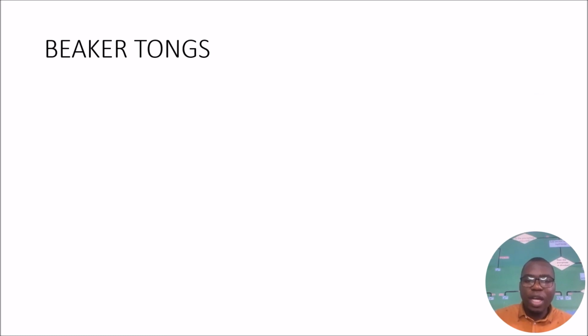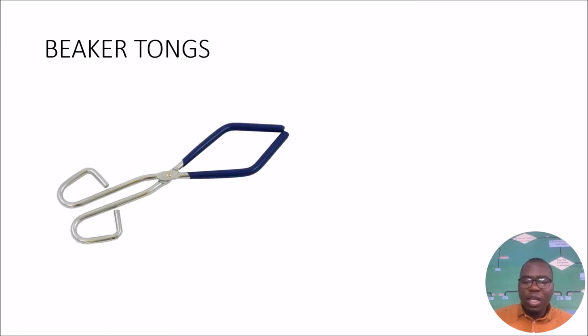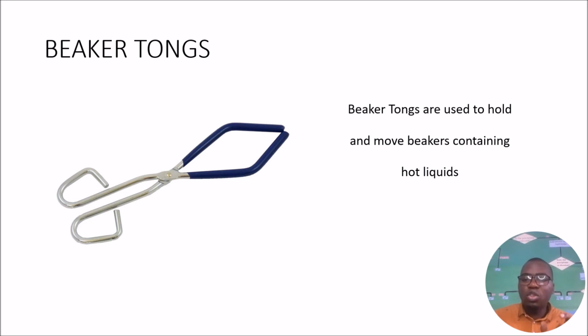Let's look at beaker tongs. Remember we've just said a beaker is used for heating. When you're heating a liquid, you put a liquid in the beaker and then you put the beaker on top of the tripod stand and wire gauze. Now, when removing that beaker from the heating point, it is going to be hot. So that is why you need a beaker tong. A beaker tong is used to hold and move beakers containing hot liquids, because if you touch them with your hands, it can easily cause damage to your hands.